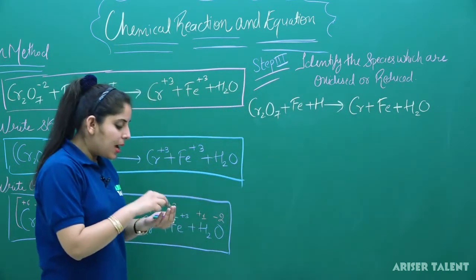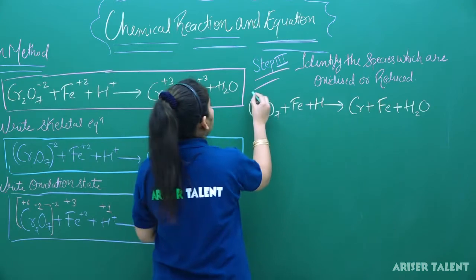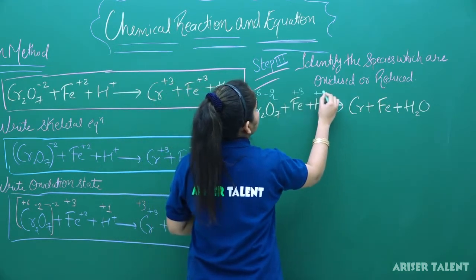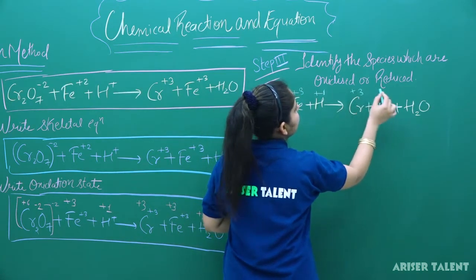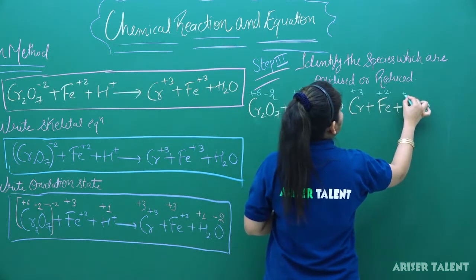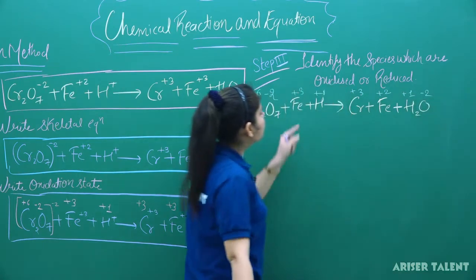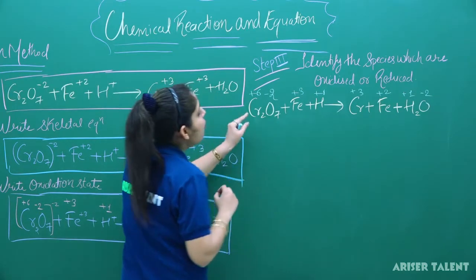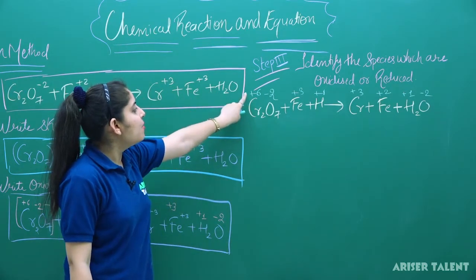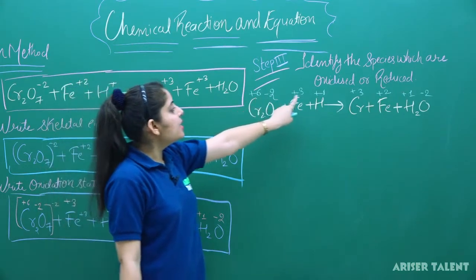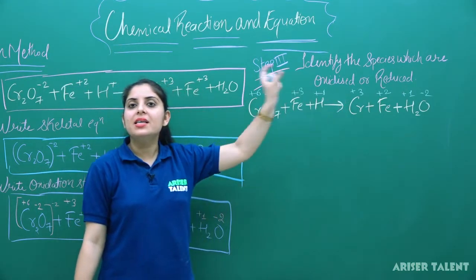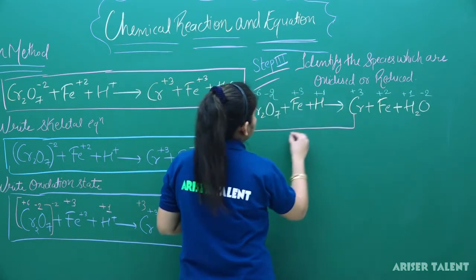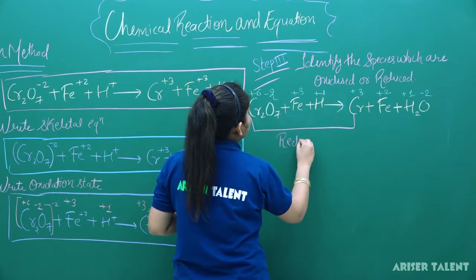So this is the reaction. I am writing the oxidation number above it: plus 6, minus 2, plus 3, plus 1, plus 3, plus 2, plus 1, minus 2. So this is the oxidation number of individual elements in the reaction. Now what we have observed here, chromium having an oxidation number of 6 is reduced to plus 3. It means there is a reduction in oxidation number.